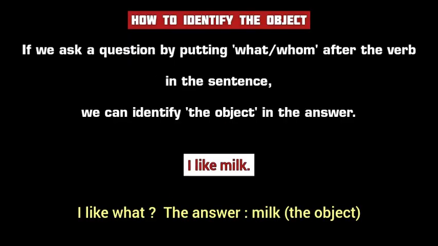Now, how can you identify the object in the sentence? We can identify the object with the help of the what or whom test. We can identify the object by asking a question with whom or what after the verb. After the verb, I repeat. For example, I like milk. Here the verb is like. So let's ask a question by putting what after the verb like. Like what? And the answer is milk. So that is the object of the verb like.